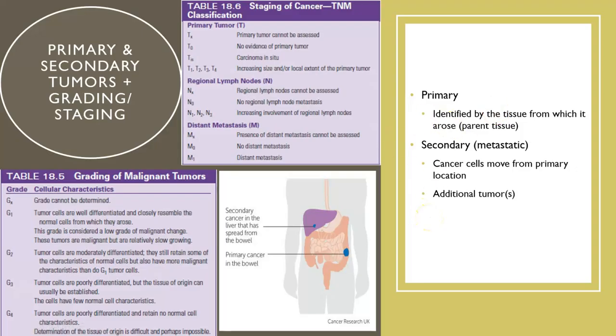Primary tumors are identified by the tissue from which it arose, or the parent tissue. So if we look at this picture right here, the primary cancer is in the bowel. There's lots of lymph tissue surrounding your intestines. Let's say when some of those cells break free and go through the lymph system, then all of a sudden you've got the intestinal or colorectal cancer up in your liver, and that's called secondary or metastasis. Cancer cells remove from the original site and then they grow in other areas of the body.